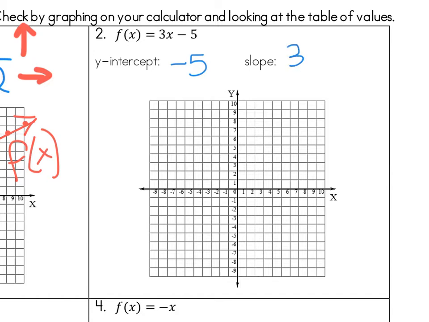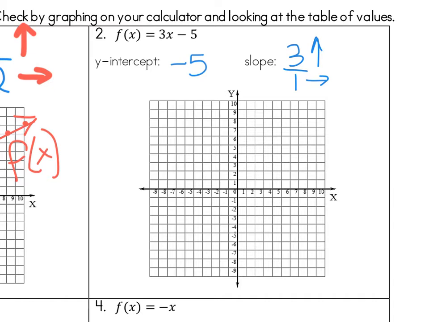But that's not going to help me out. I need to give that a direction. That just tells me to go up 3. Let's write it over 1, because 3 divided by 1 is still 3. So my rule will be up 3 to the right 1.